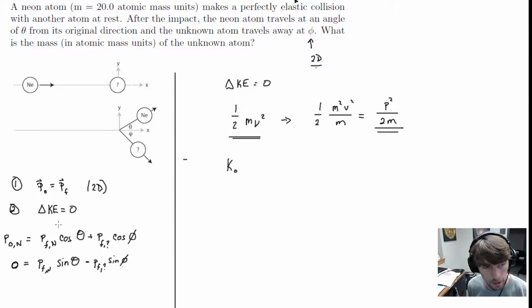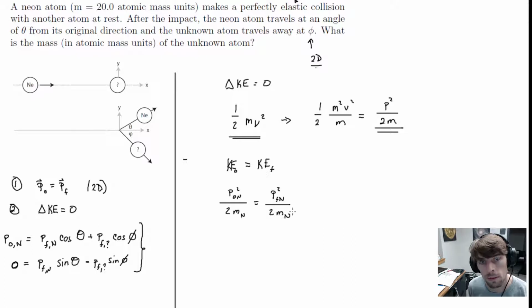Okay. And I did that because you notice the other two equations that I've had are in terms of momentum. So I'll say the initial kinetic energy is equal to the final kinetic energy. So here I'll put the momentum initial of the nitrogen squared over 2 times the mass of the nitrogen equals the final momentum of the nitrogen squared divided by the mass of the nitrogen plus the final momentum of the unknown particle squared over 2 times the mass of the unknown particle.